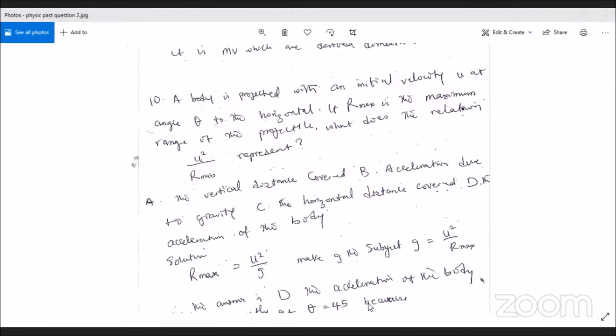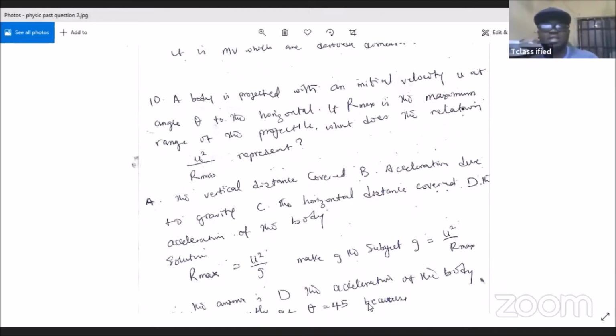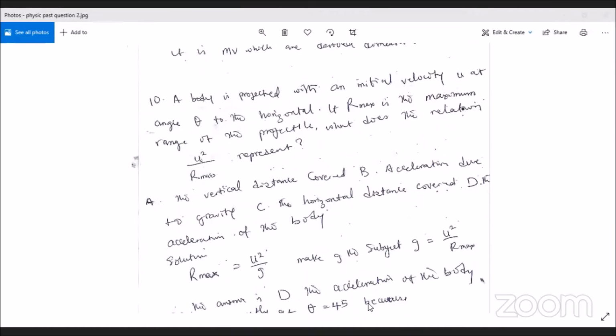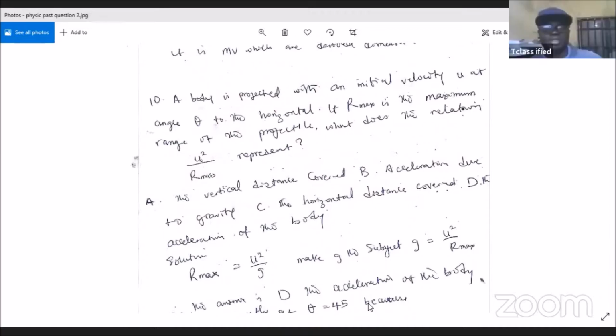Yes, sir, we can move on. Number 10, a body is projected with an initial velocity u at an angle of theta to the horizontal. If R max is the maximum range of the projectile, what does the relation u squared over R max represent? A, the vertical distance covered. B, the acceleration due to gravity. C, the horizontal distance covered. D, the acceleration of the body.